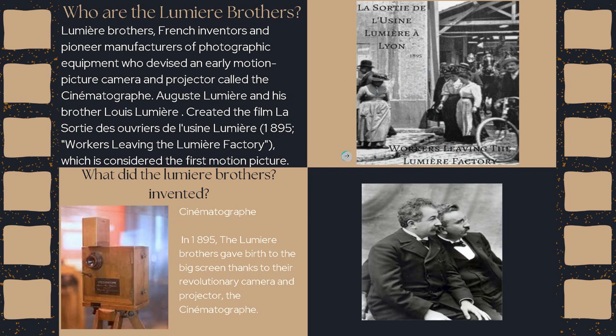So, what did the Lumiere brothers invent? The cinematograph. In 1895, the Lumiere brothers gave birth to the big screen, thanks to their revolutionary camera and projector, the cinematograph.